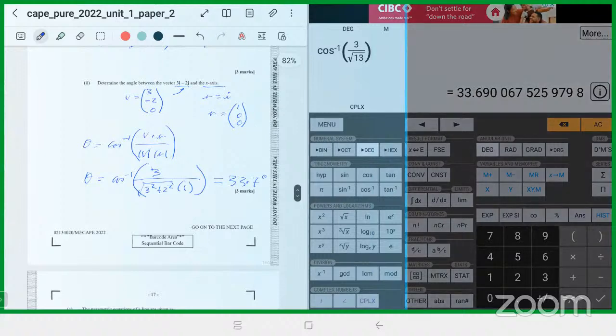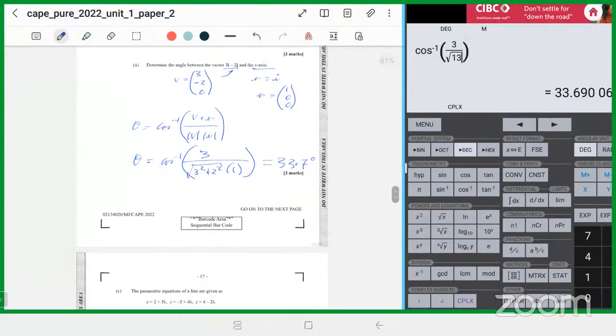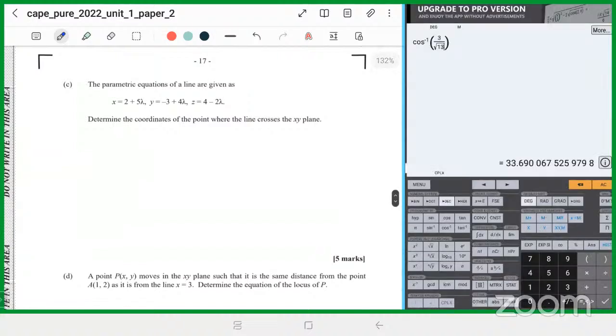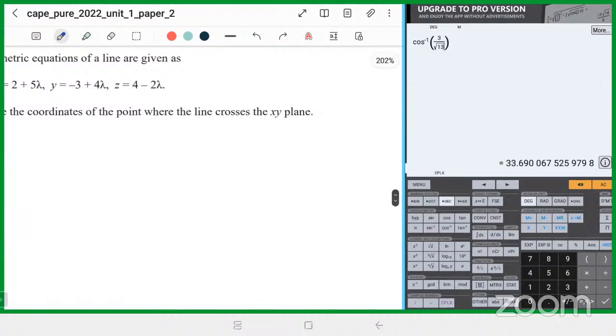All right, what else? Then we'll come down here. It says the parametric equation of a line is given as these, right? It says determine the coordinates of the point where the line crosses the xy plane. Now watch this, it's quite simple. If you're on the xy plane, then z is equal to 0. The z value is equal to 0 on the xy plane.